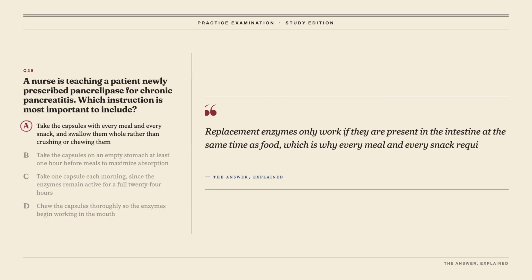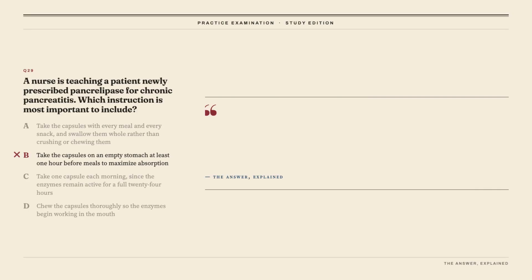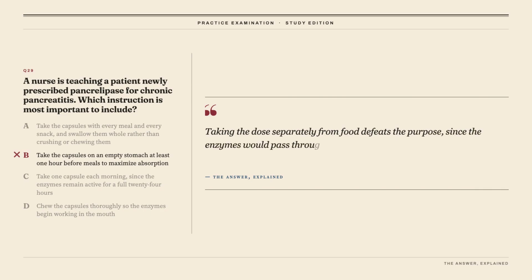If a patient cannot swallow, the microspheres may be sprinkled on a small amount of acidic soft food and taken immediately without chewing. B is wrong because taking the dose separately from food defeats the purpose, since the enzymes would pass through before the meal arrives. Steatorrhea would continue despite adherence.